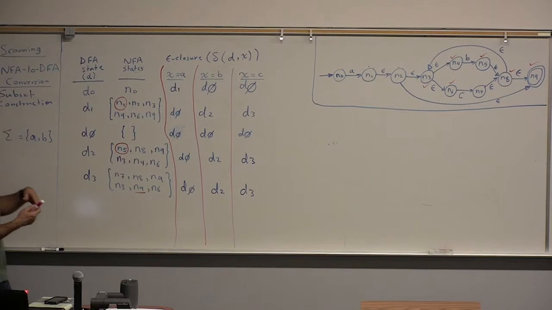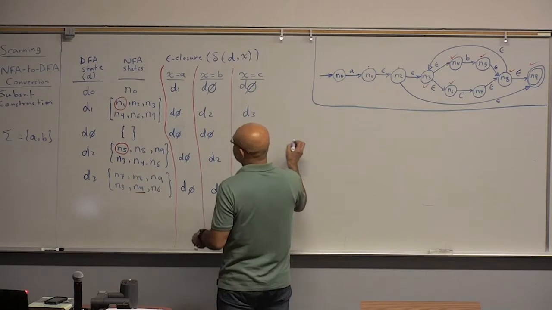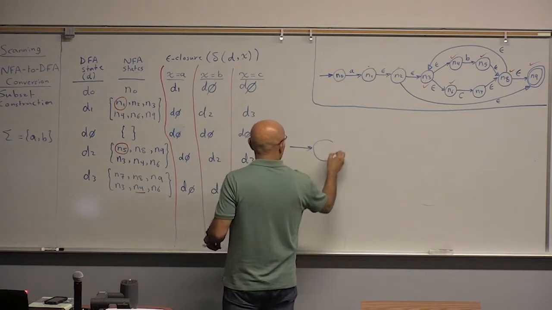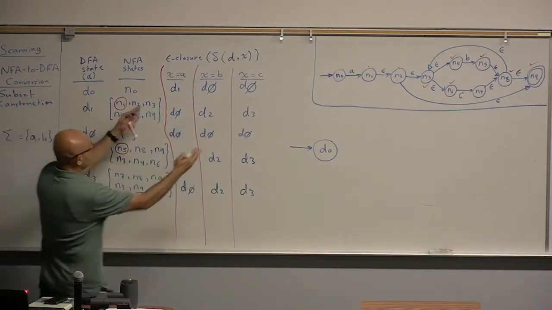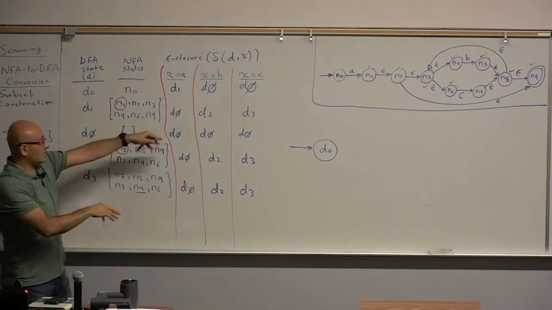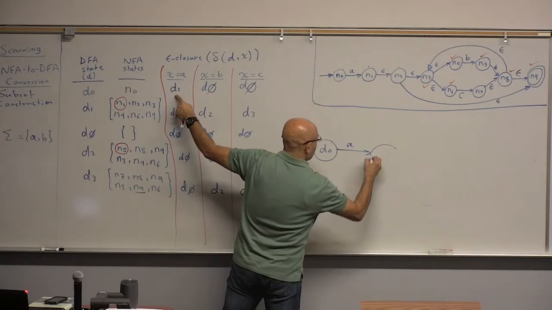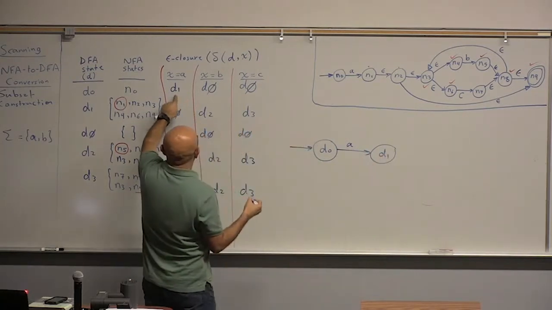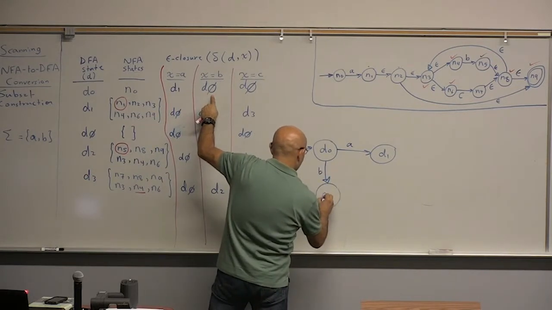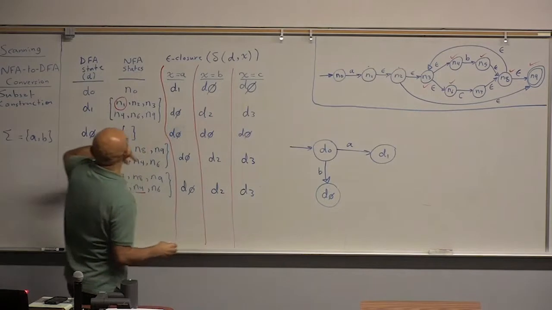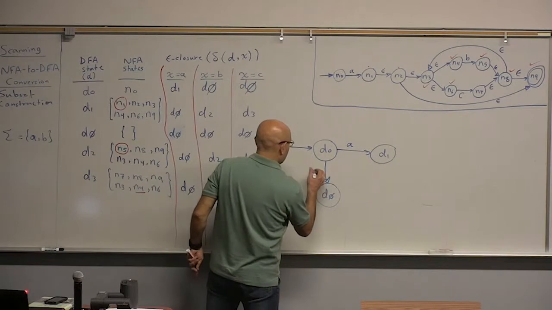Now to draw the DFA in this case, it's going to be straightforward. This table here is going to be your DFA. If you are in D0 and you get an A, you go to D1. If you get a B, you go to D phi. And if you get a C, you also go to D phi. So this is a B or a C.